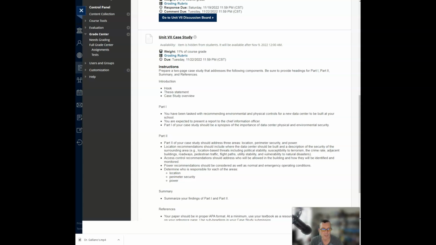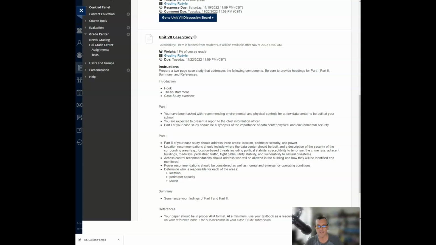Really easy to do. And then Part 2, you're going to basically answer recommendations concerned with location, access control, and power requirements. Those 3. All right? And then the last part is you're going to determine who's responsible for each of those areas. All right, so I look forward to reading your case study on Unit 7.